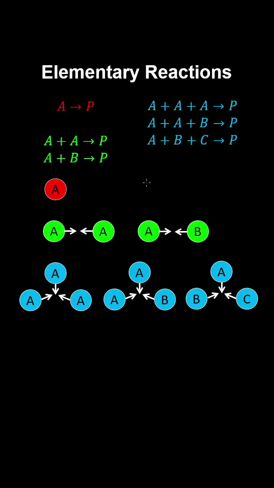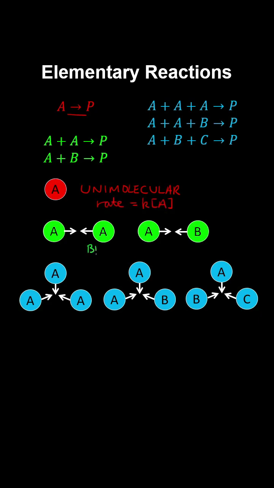Elementary reactions are single-step reactions where the reactants are converted directly into products. And the first type is unimolecular, where a single molecule is rearranged and converted into a product or multiple products. So an example is radioactive decay. And using the stoichiometric coefficient of the reactant, the rate law is first order.